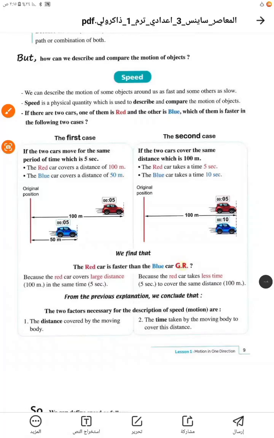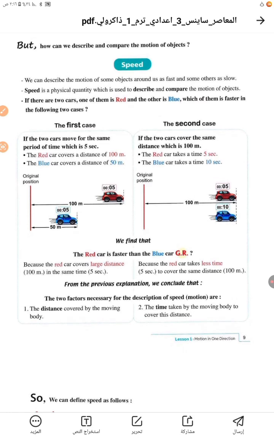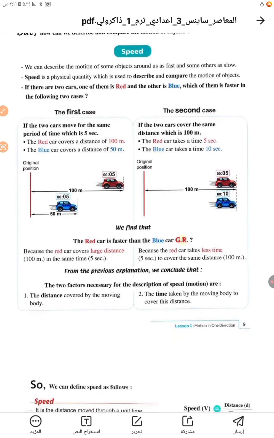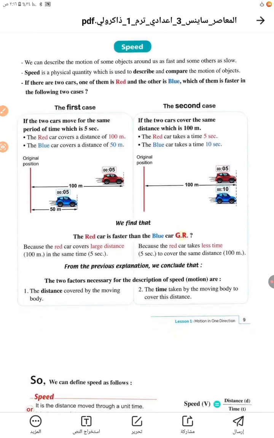بسم الله. تكملة lesson 1 هنتكلم عن السبيد. We can describe the motion of some objects around us as fast and some others as slow. Speed is a physical quantity which is used to describe and compare the motion of objects.